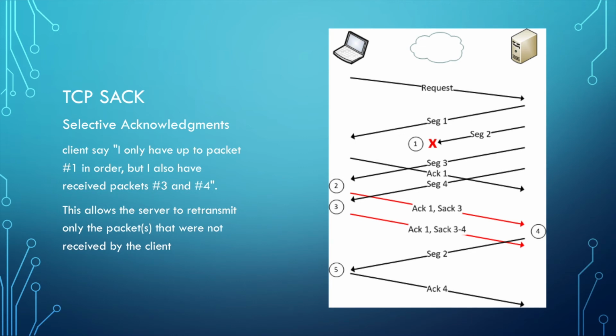TCP SACK is introduced to resolve this issue. From this picture, when the server sends segment 2 to the client and it is lost, the client receives segment 3 and it will send to the server ACK 1 and SACK 3. In this way, when the server receives these messages, it will know that segment 2 is lost, so it just needs to resend segment 2. In this way, it will help reduce the packets on the network.